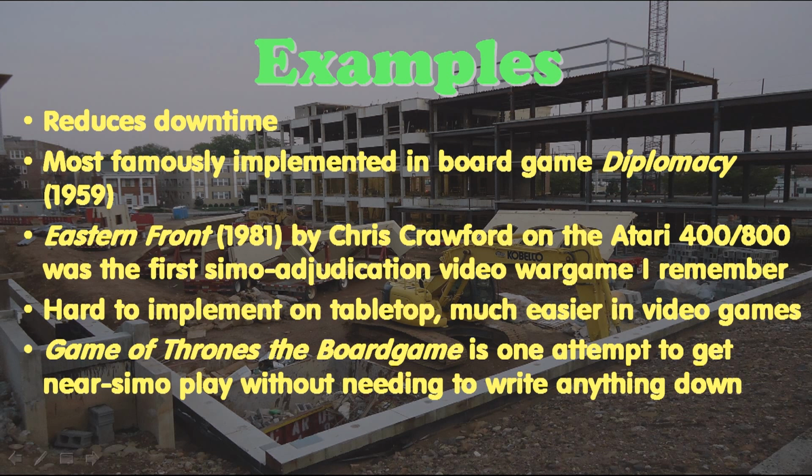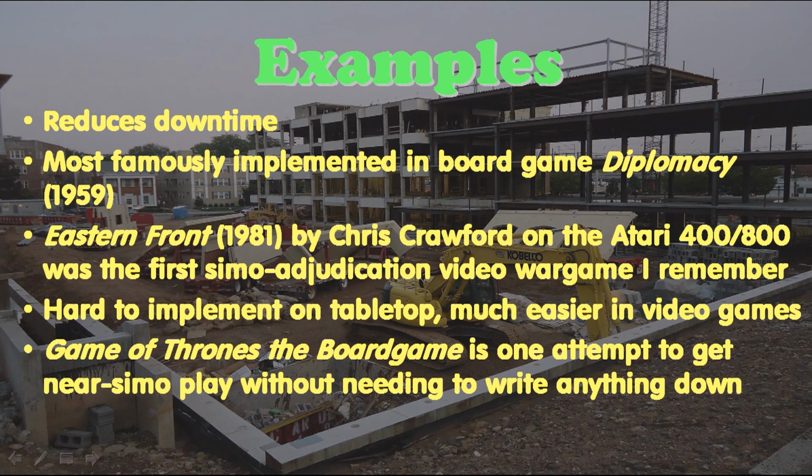So, simultaneous adjudication reduces downtime because everybody's figuring out their move at the same time, as most famously implemented in the board game Diplomacy. But it's possible in Diplomacy because there's only a maximum of 34 pieces in the game. Now, I think if you tried to introduce Diplomacy today, it would not do very well, simply because people would not be willing to write down all those orders.